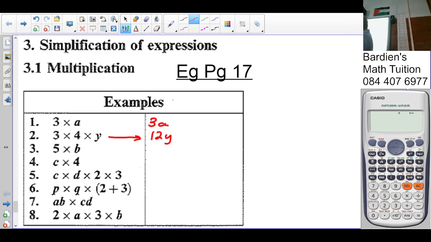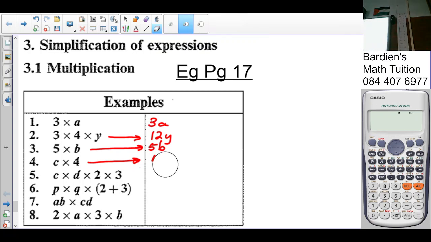5 multiplied by b? 5b. C multiplied by 4? 4c. Okay, c not 4. Yes, 4c. Next one? 6cd. C times D times 2 times 3? 6cd.